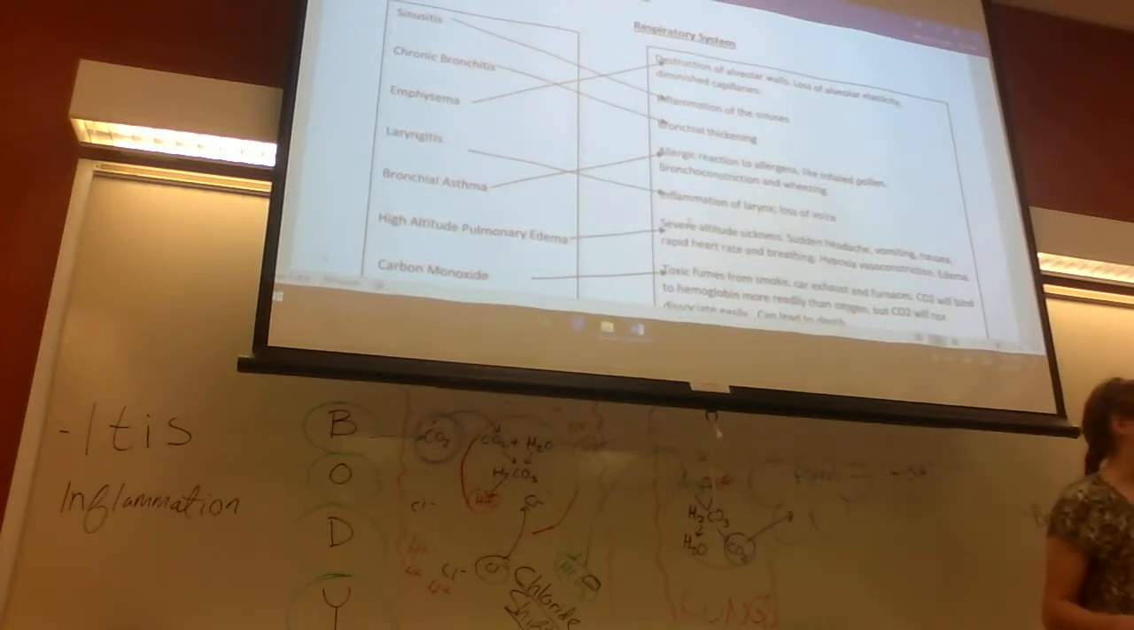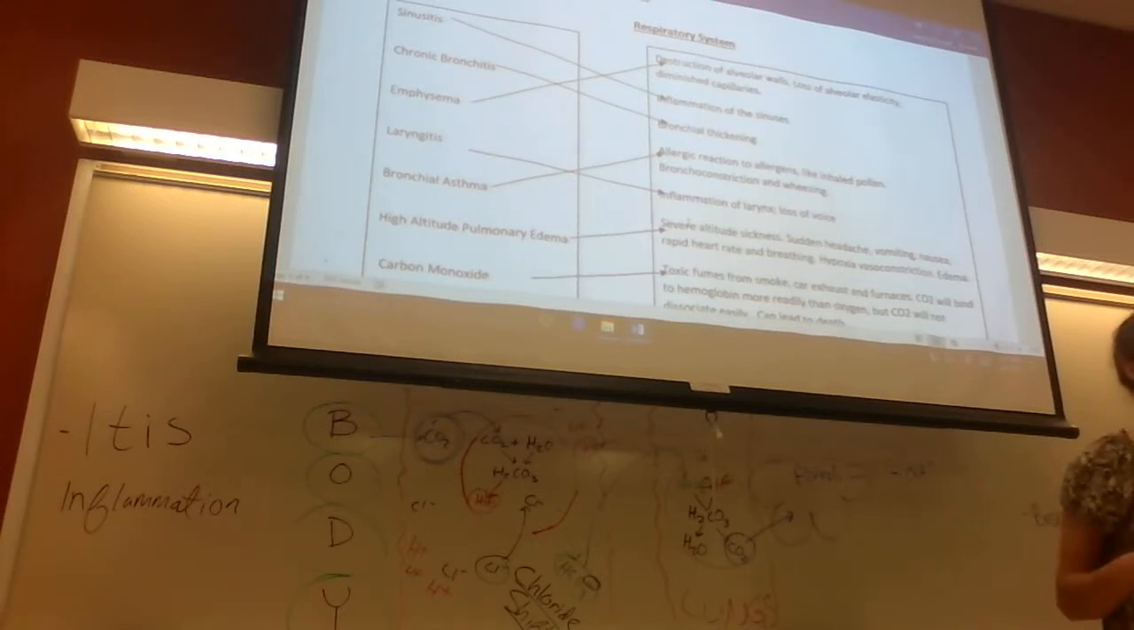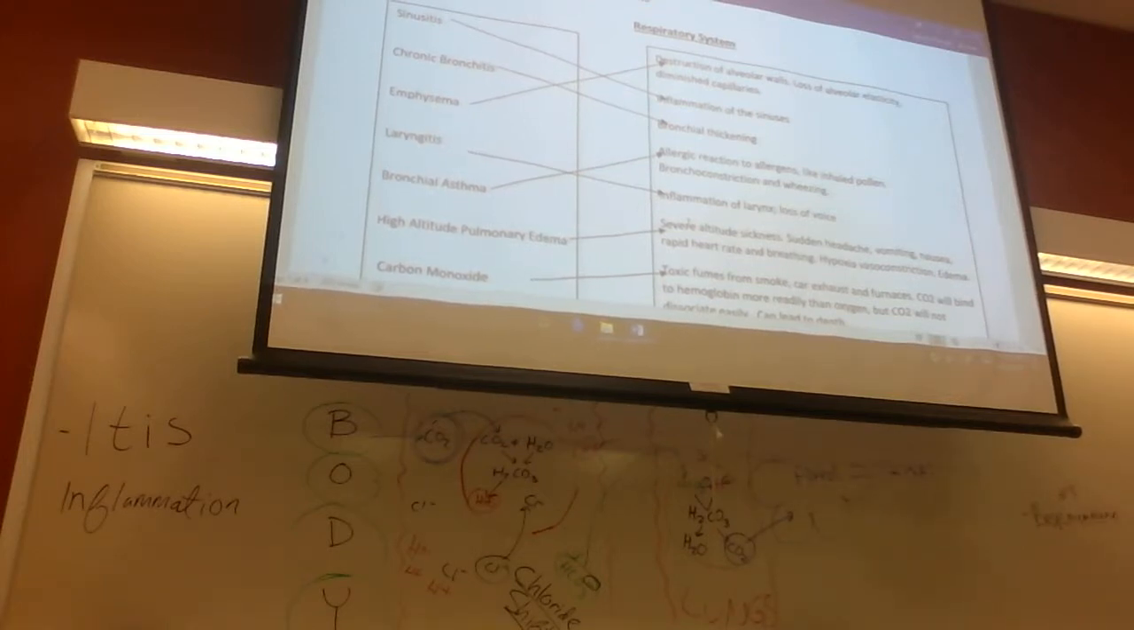Chronic bronchitis means bronchial thickening, and your bronchioles are the tubes of your lungs. So when the membrane of them gets thicker, that's bronchial thickening. That's bronchitis. And when it gets thicker, it also inflames.